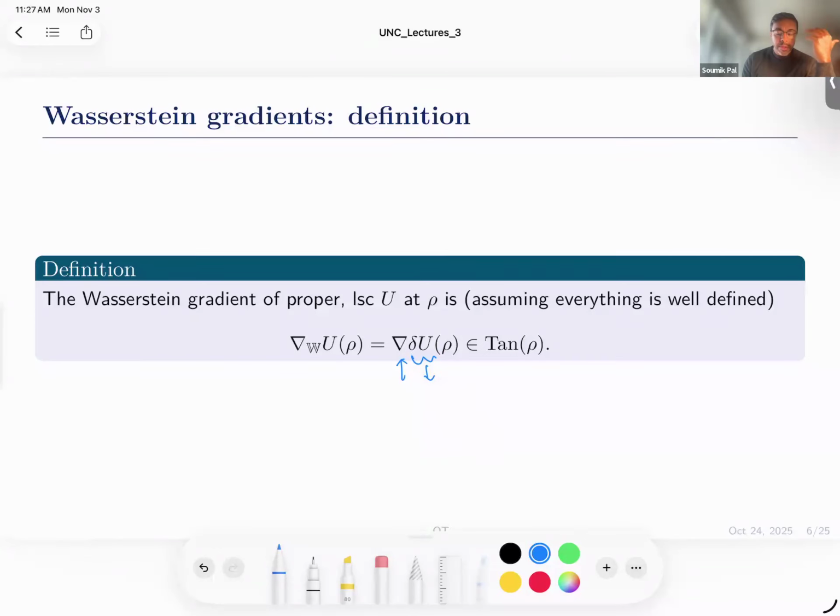Okay. The point of this definition is that no matter what other definition you use, it will match with this definition. If you have an explicit function and you have to write down a guess of what the Wasserstein gradient is, this is the definition you should use. You should formally calculate the first variation of the function and take a gradient. So let's see an example.